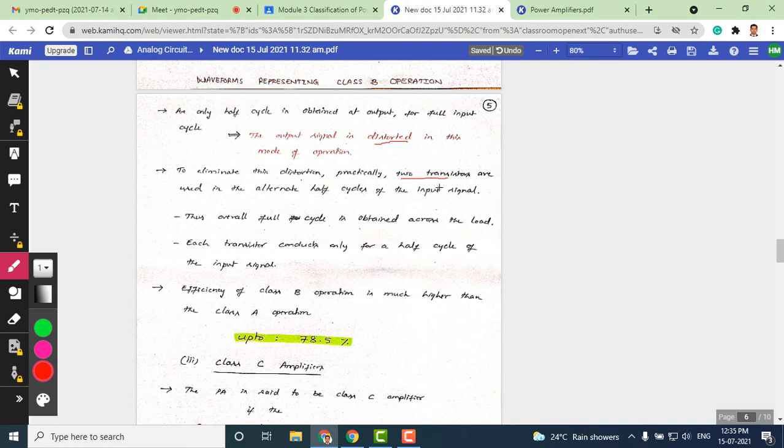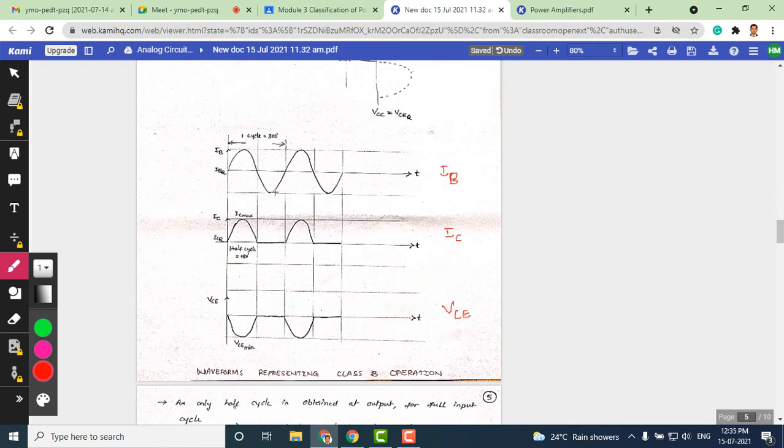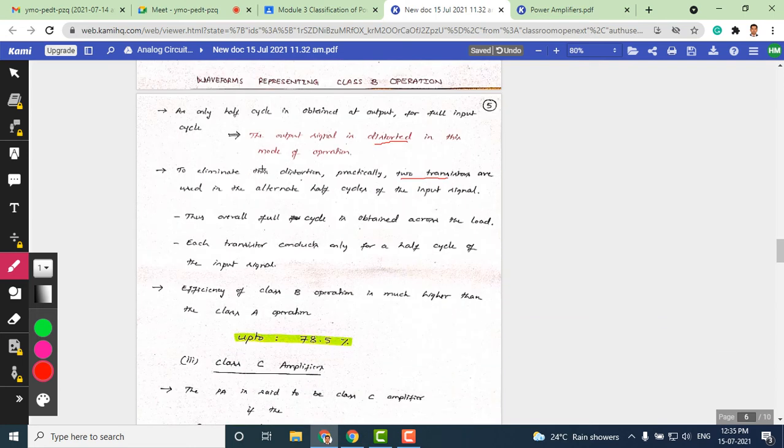Like in a full wave rectifier, we use two diodes in order to reproduce both the negative half cycle and the positive half cycle. Likewise, even in class B, in order to reconstruct the entire suppressed cycle, we can use two transistors here.